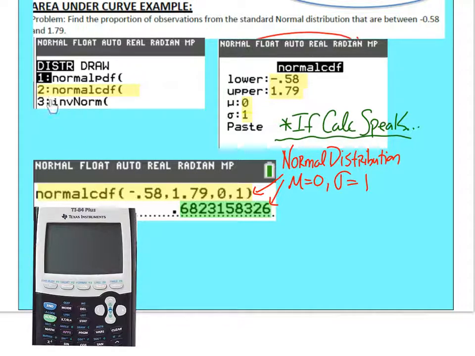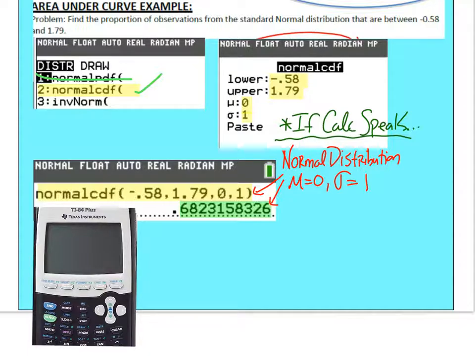We are looking for normal CDF. Notice the first option is normal PDF. PDF stands for point, CDF stands for cumulative region. We will never ever use the one that says point. So completely ignore that. We never use that. If we do normal, it's always normal CDF.